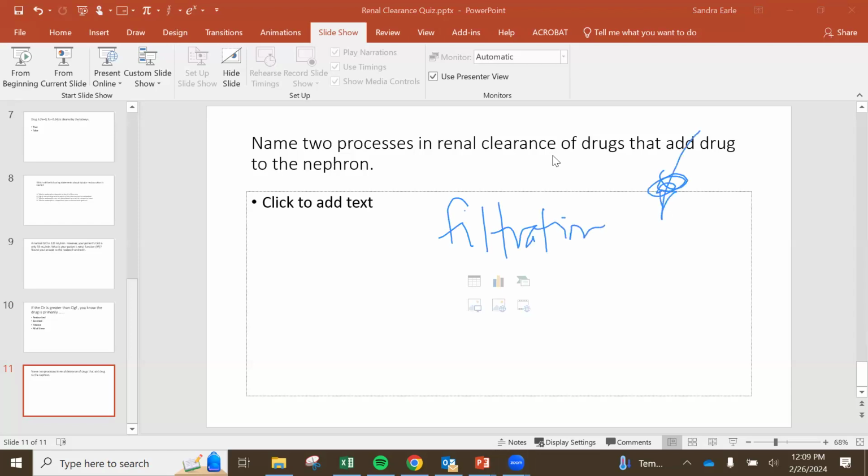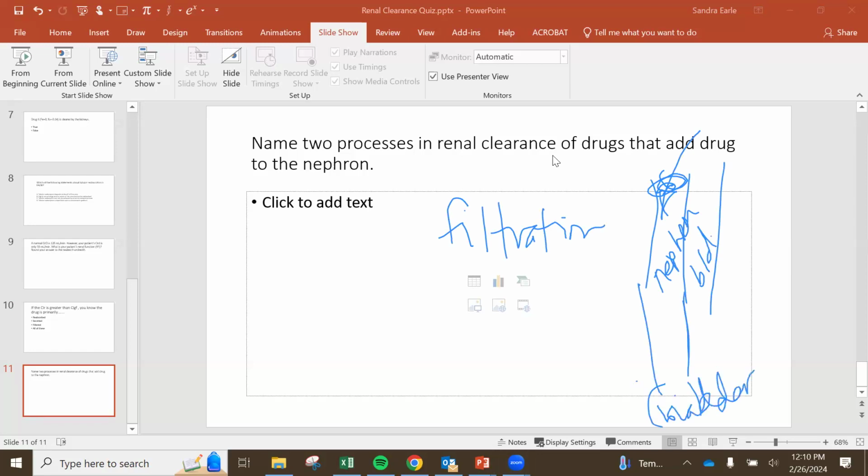This is blood that's coming through the glomerulus into the nephron. And again, if we have our blood here, right? And then our bladder down here, eventually we get down here to the bladder and out of the body, right? So we have filtration, and then we also have drug actively moving from the blood into the nephron, which is called active secretion. Both of those are adding drug to the nephron, aren't they?